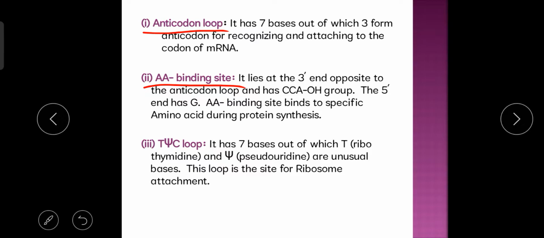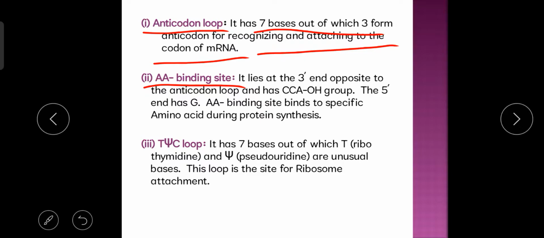The first arm is the anticodon loop. The anticodon loop is always present opposite to the amino acid binding site, which is the second one, and this anticodon loop contains 7 nitrogenous bases, out of which 3 nitrogenous bases form the anticodon for recognizing and attaching to the genetic codon of messenger RNA. Do you get my point?